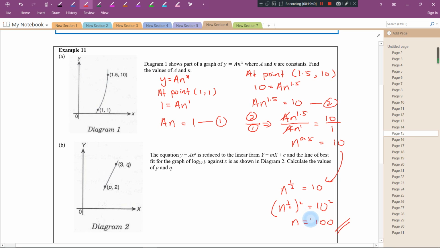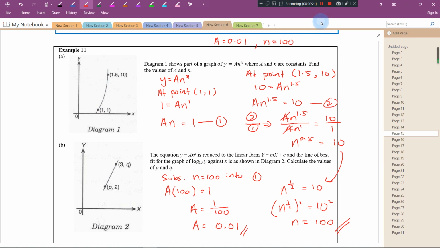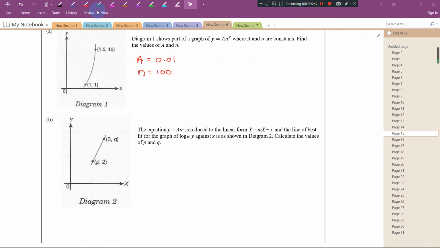Once we have the value of n, it will be easier for us to get the value of a. Substitute n equal to 100 into, I think I just choose the first one, it will be easier. a times n, which is 100, is equal to 1, right? So a is equal to 1 over 100. You can change it to a decimal if you want, 0.01. Okay, so we got the value of a and n. Let me write down over here. a is equal to 0.01 and n is equal to 100. Okay, let's proceed to the next part.